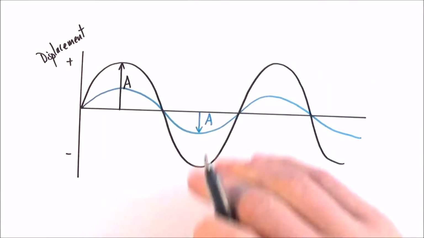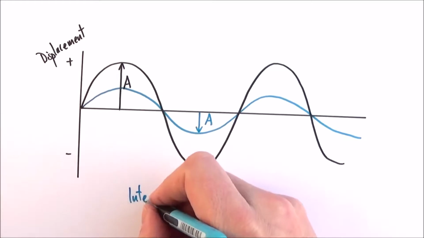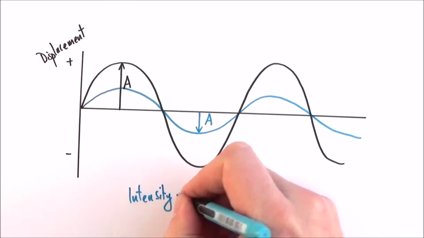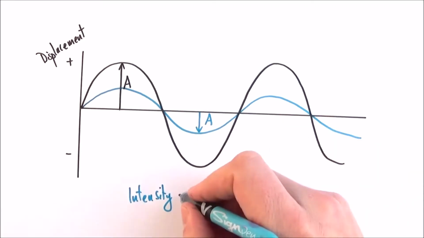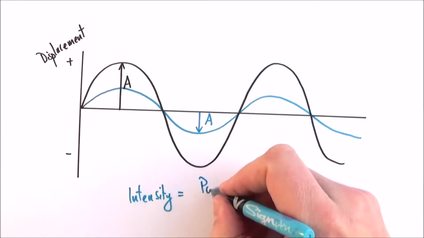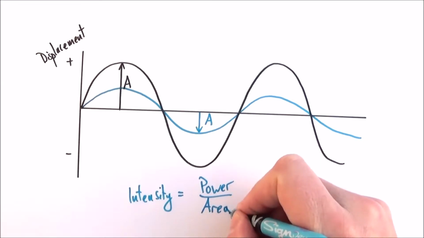If this other wave has an amplitude of half of the other one, we can look at the difference in the intensity or the power of these two waves. Now, the intensity of an object is a measure of the amount of energy per second per square metre. So the intensity is equal to power over the cross-sectional area.